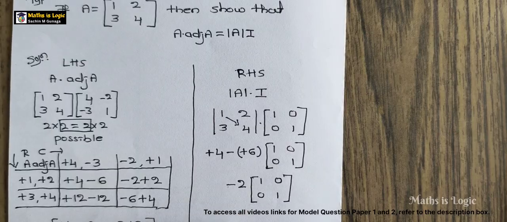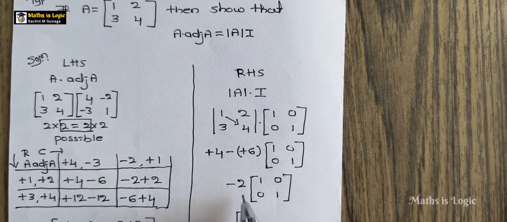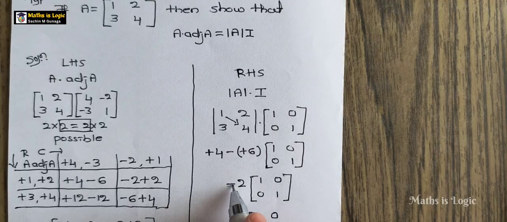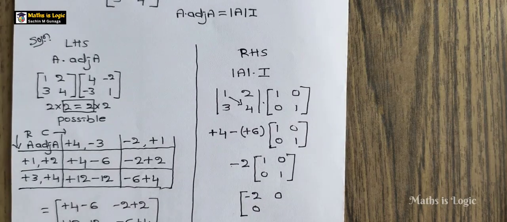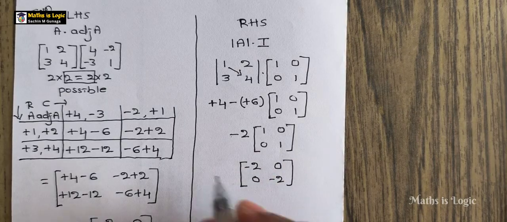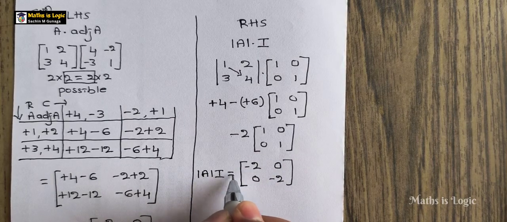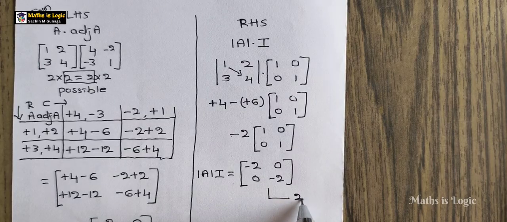So finally, next multiply. Therefore, minus 2 into 1 is minus 2. Minus 2 into 0, 0. Minus 2 into 0, 0. Minus 2 into 1 is minus 2. So this is the value of determinant of A into I. Call this equation number 2.